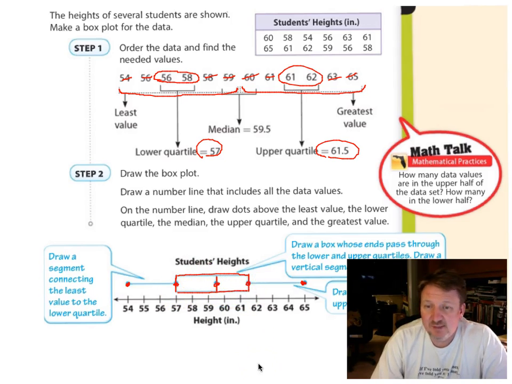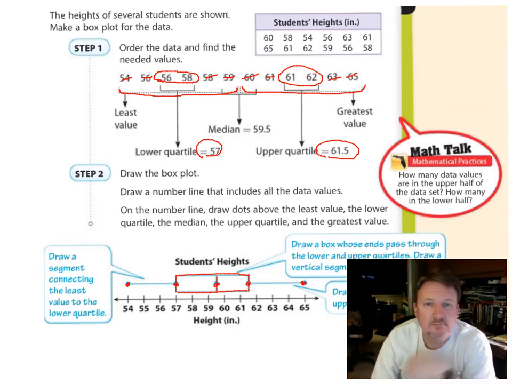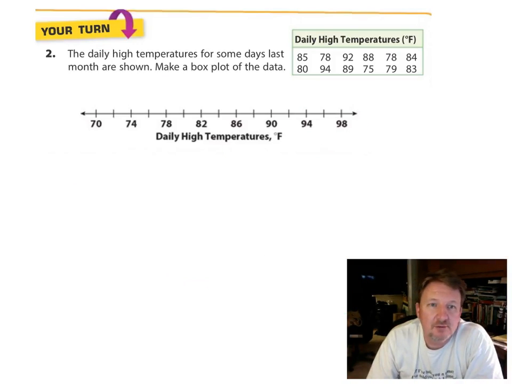And that's it, and that's your box plot. That's all there is to it. All right, so let's go ahead and try to make one on our own. It says the daily high temperatures for some days last month are shown. Make a box plot of the data.